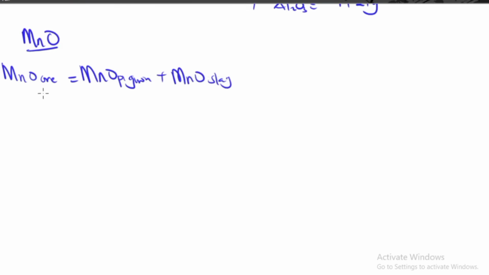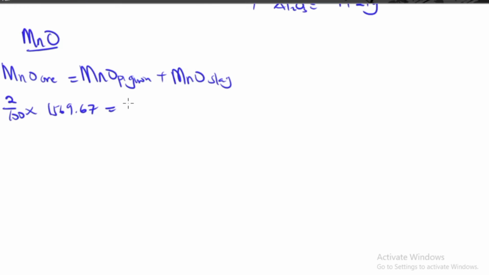For the ore, we know that the manganese was 2%, so 2 over 100 times the mass of the ore, which is 1569.67, is equal to the manganese in the pig iron. We don't have manganese oxide in the pig iron, but we have manganese.